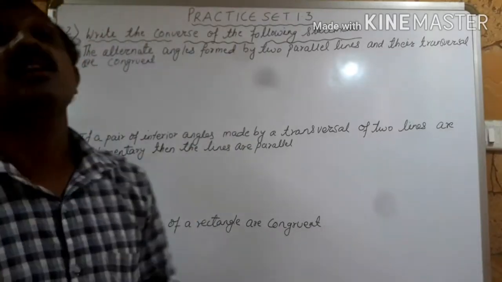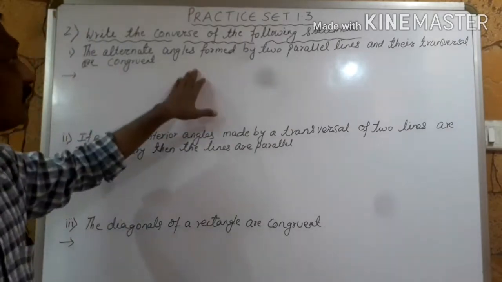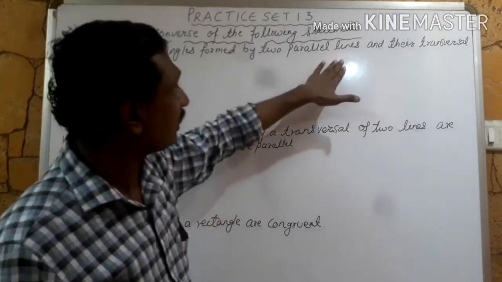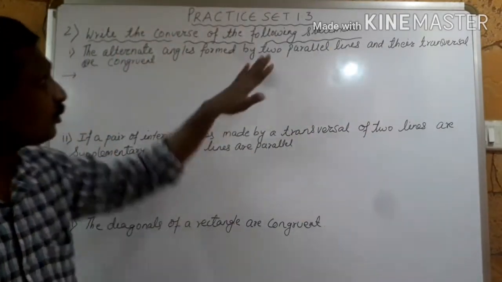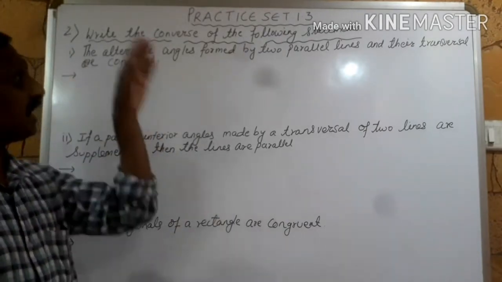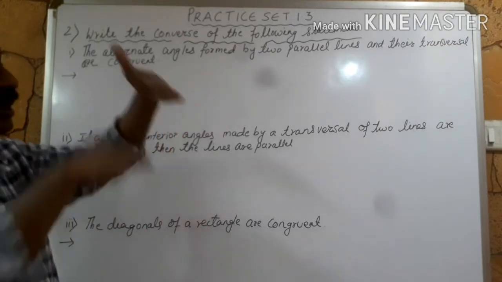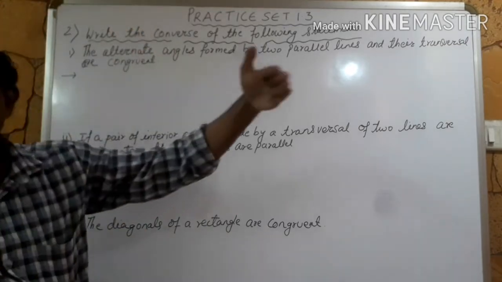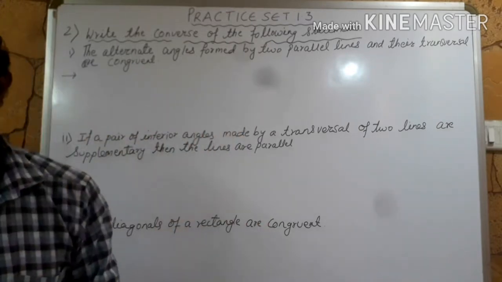Second one, write the converse of the following statements. The alternate angles formed by two parallel lines and their transversal are congruent. Here we have to write the converse of this. So how do we write the converse of this? If alternate angles made by two lines and its transversal are congruent, then the lines are parallel.